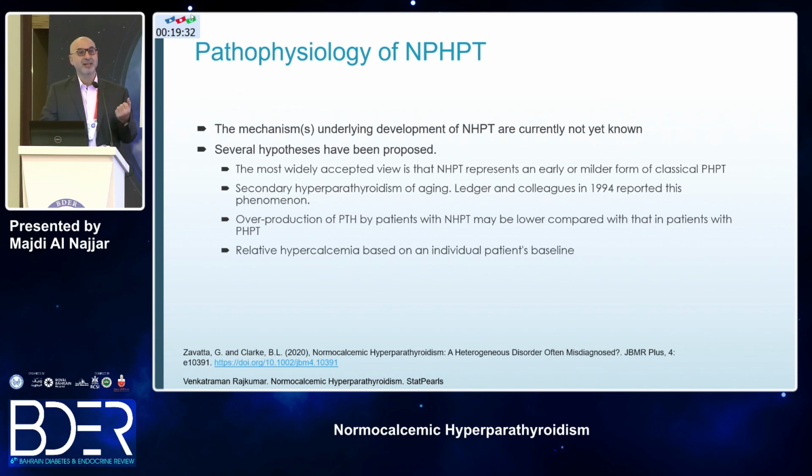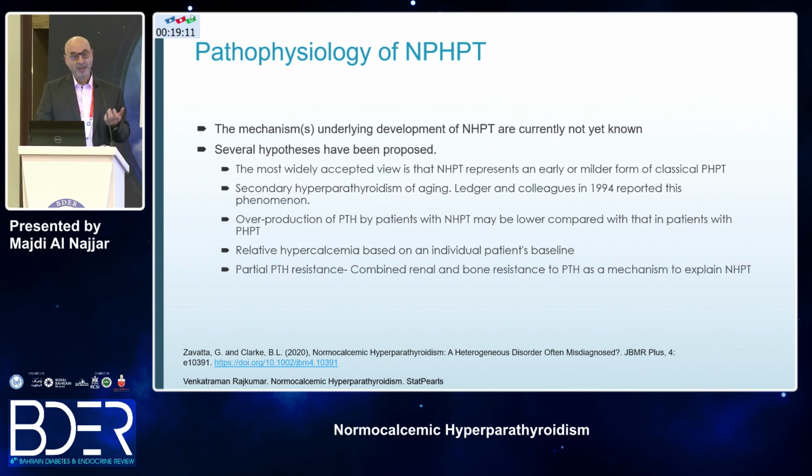Another theory is relative hypercalcemia. What do I mean by that? For example, let's say the patient has a normal calcium at 8.5. When the PTH goes up, the calcium goes up, for example, to 9.5. It's still in the normal range. So when you check the patient, they have a higher calcium level, still in the normal range, with high PTH, what we call relative hypercalcemia.